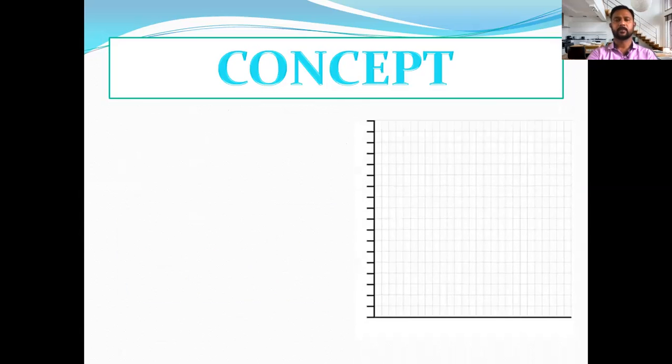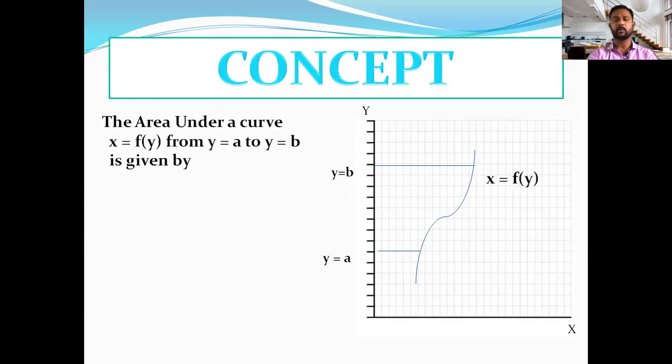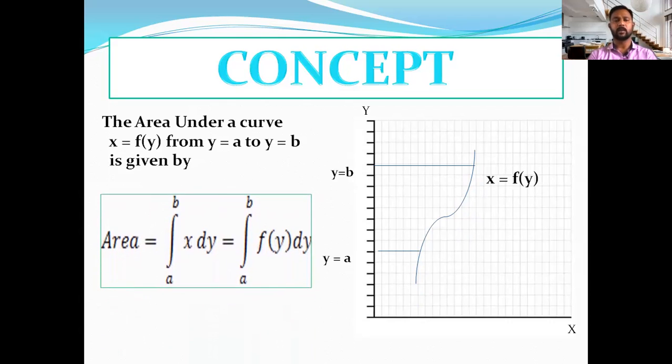On the other hand, consider this graph along the y-axis whose equation is x is a function of y. We are considering the extremities y equal to a and y equal to b. Then we are going to find the area under this curve up to the y-axis between the extremities y equal to a and y equal to b. Can you guess what it will be? Yes, the area is equal to integral a to b x dy, that is integral a to b f of y dy. These are the main two concepts in this chapter.